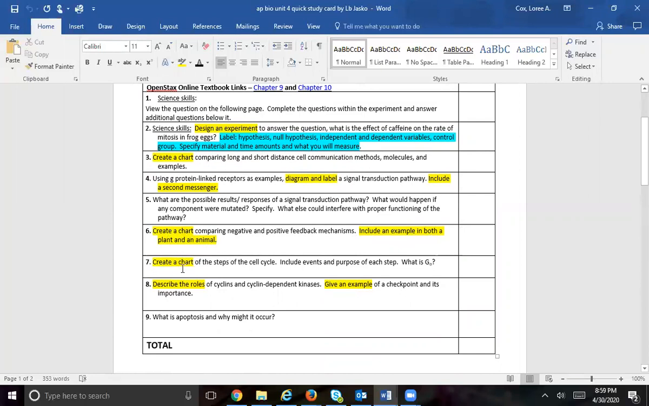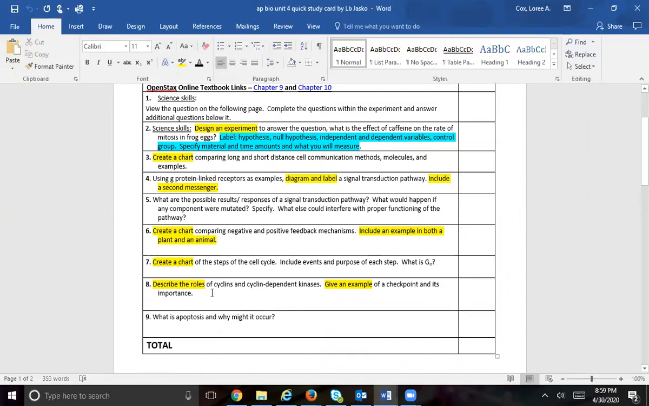Create a chart with the steps of the cell cycle. Include the events in each step. You had a POGIL on the cell cycle. That might be something good to dig up here. So cell cycle: G1, S, G2, M, right? And then what is G0? Make sure those are in there.